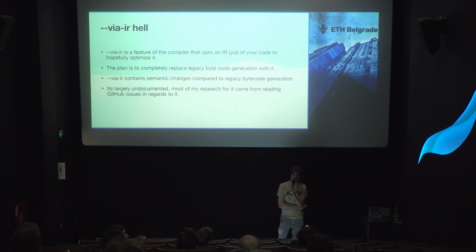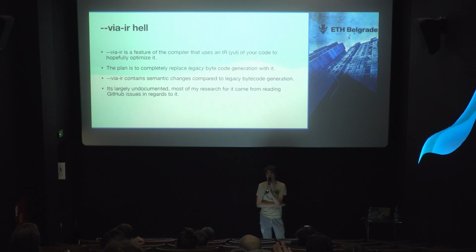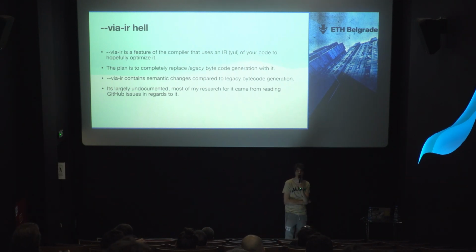And if you used via IR, who has used via IR before? Okay, so you know how slow it is. In addition to being really slow, it contains semantic changes compared to legacy bytecode generation, which means that the code you generate without via IR can produce different outputs to code you generate with it. This is completely unacceptable in a smart contract programming language. Yes, there are technical reasons for why it's like this, but at the very least, I expect something like a pragma, like the Solidity version one, but for via IR.